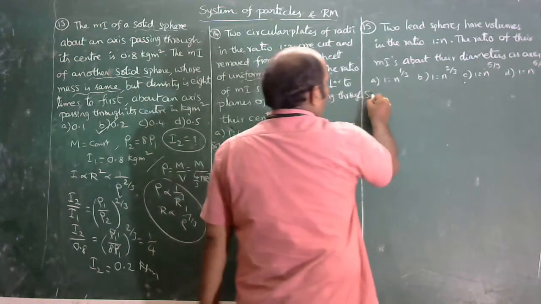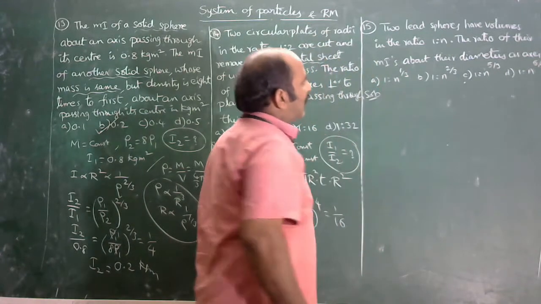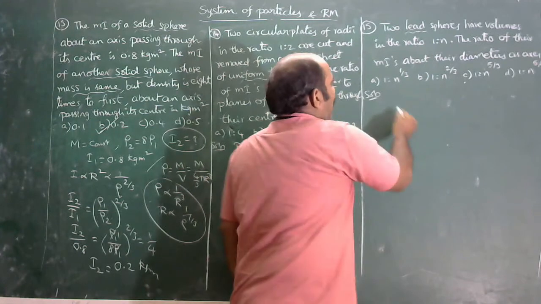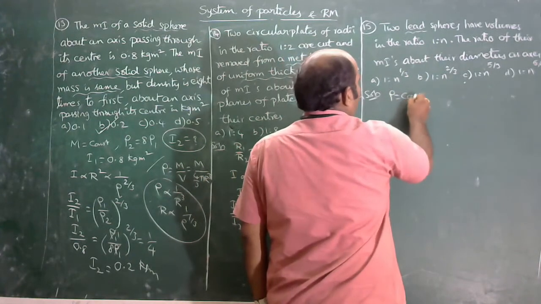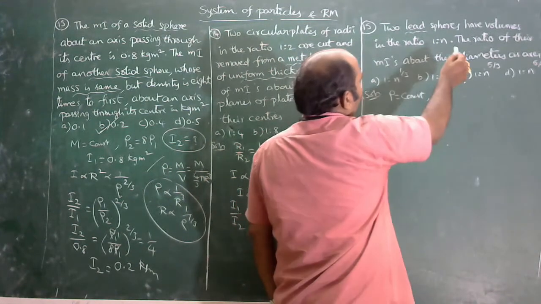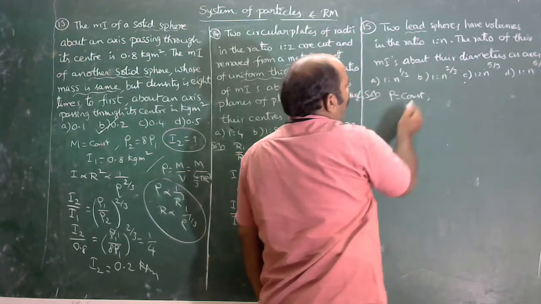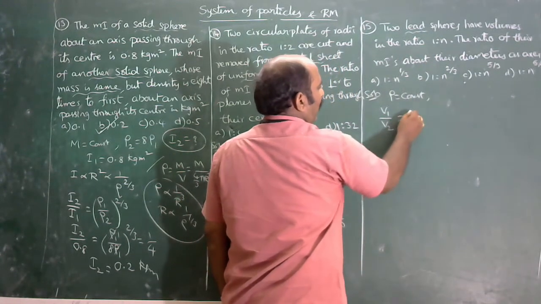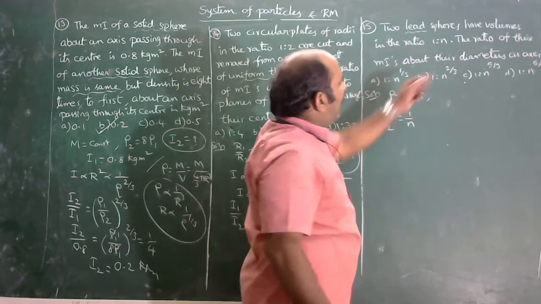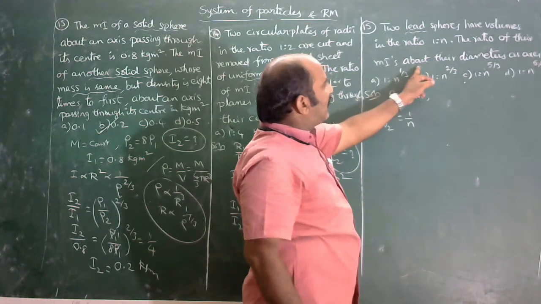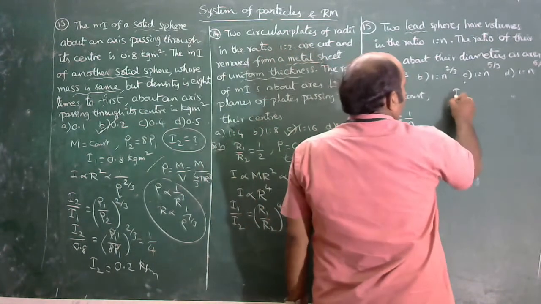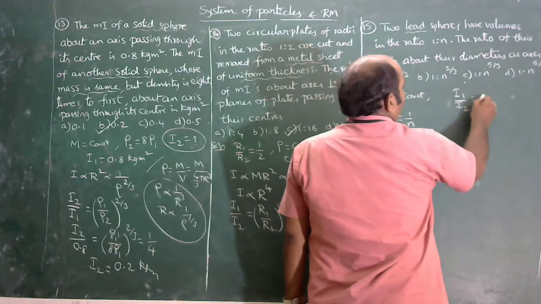Now see another problem. Two lead spheres. Both spheres have the same material, that's why density rho is constant first. They have volumes in the ratio 1:n. The volume ratio is given, V1 by V2 is equal to 1 by n. We want the ratio of their moment of inertia about their diameters as axis. I want to find the ratio of moment of inertia, I1 by I2 is equal to question mark.